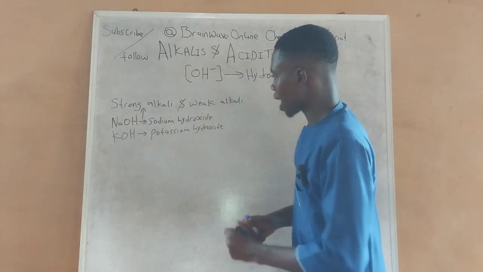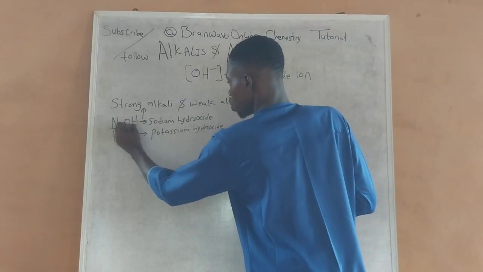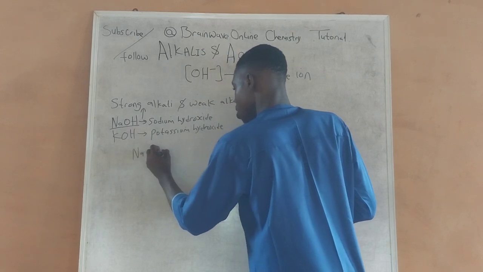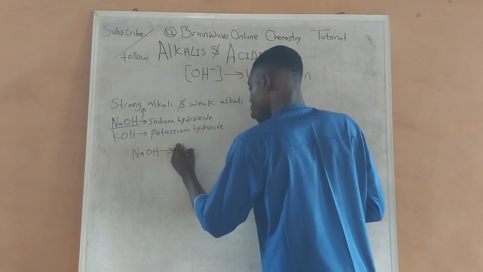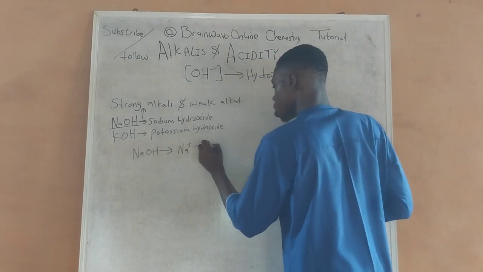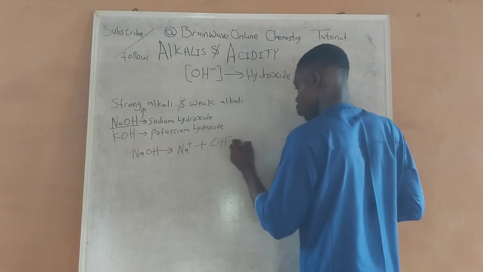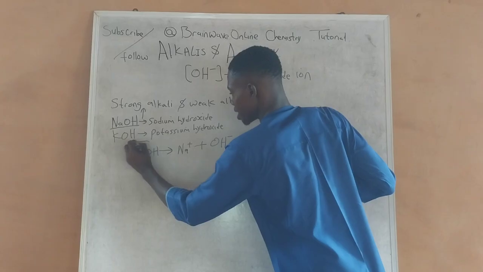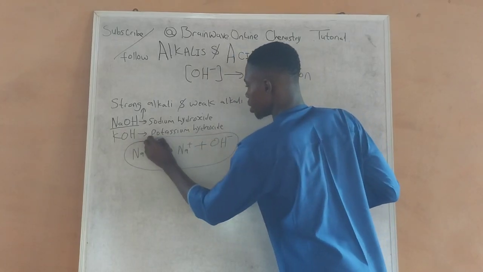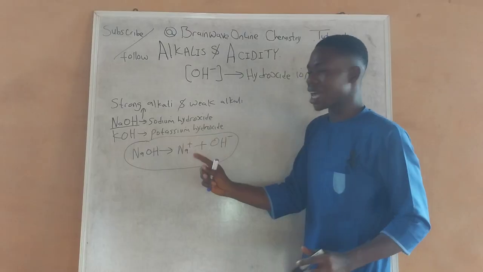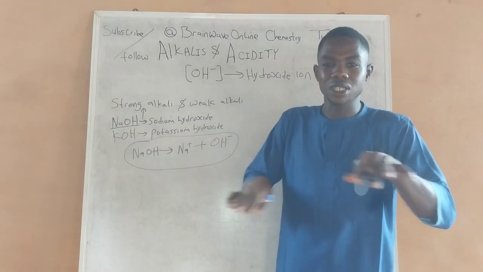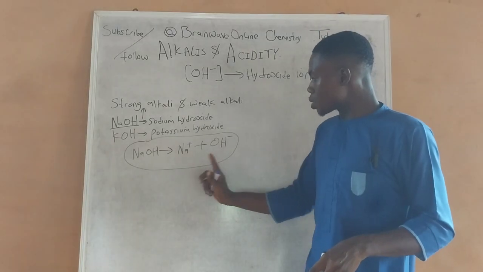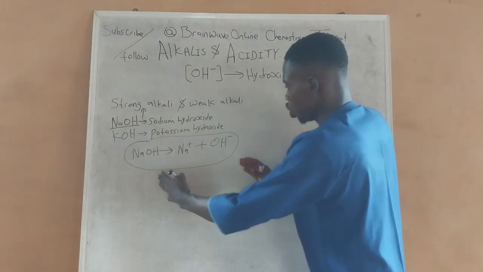Now let me show us the breakdown. Let me use sodium hydroxide as an example. If you break it down, you're going to get the metallic ion, Na plus, which is the sodium ion, and OH minus, which is the hydroxide ion. When I was explaining strong alkalis just now, I said that they completely dissolve in solution to produce the hydroxide ion alongside the metallic ion. Now let's assume that this is the solution.